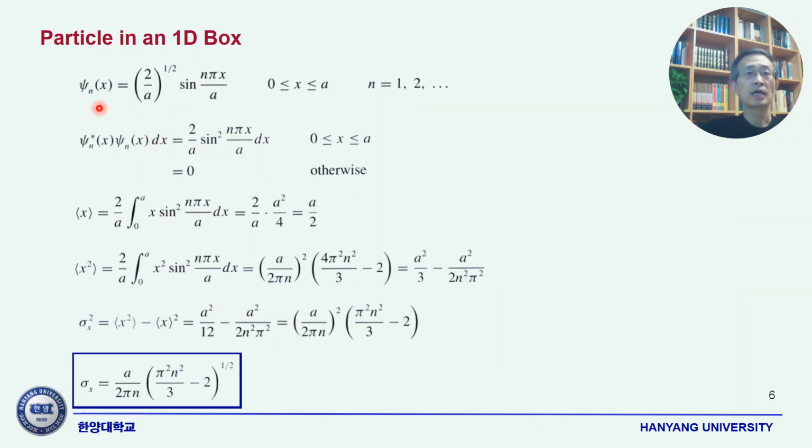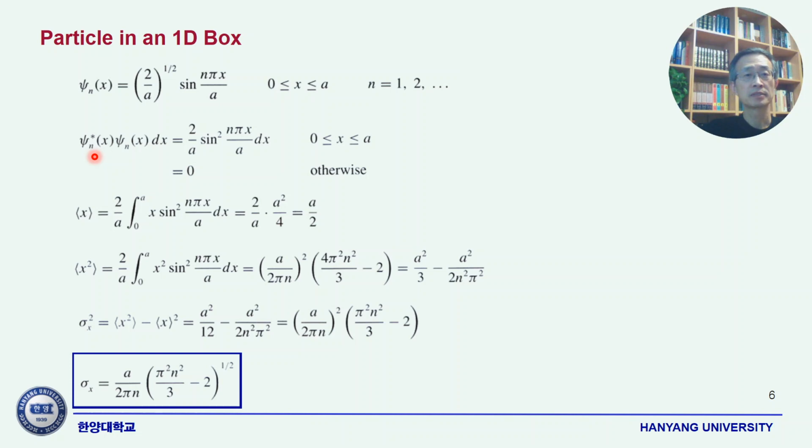And now we have this wave function psi n, and then its energy. Then we know everything, or at least we can figure out all we want to know from the wave function. Okay, so firstly, we are going to calculate the uncertainty in its position.